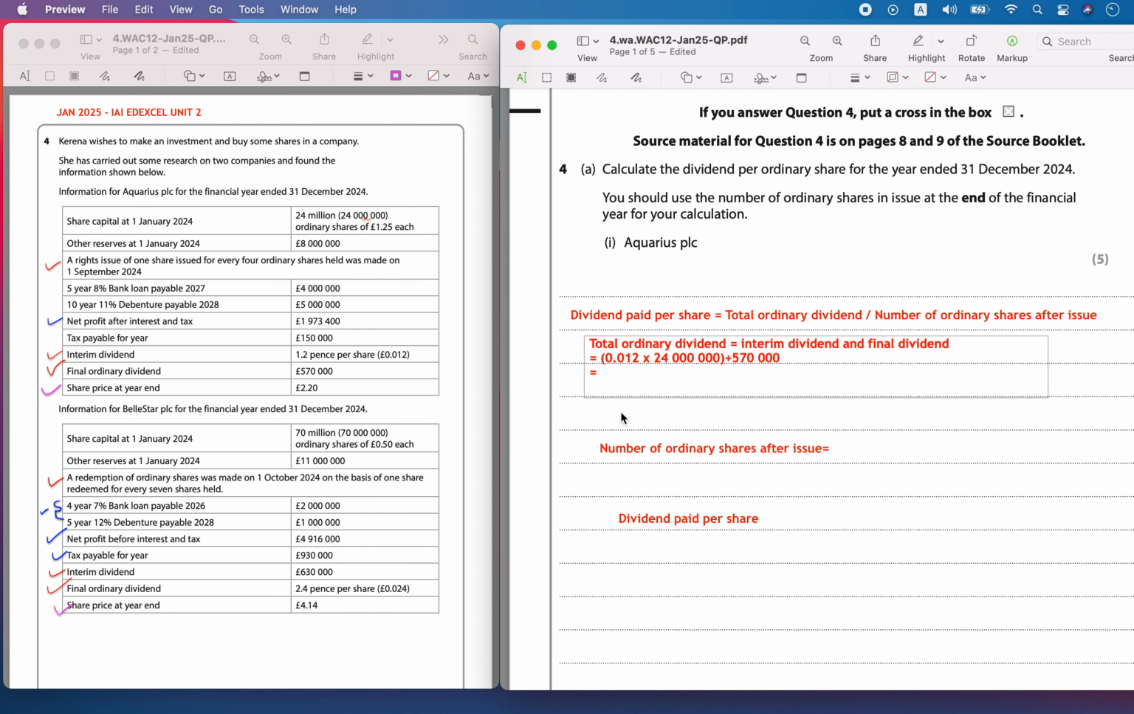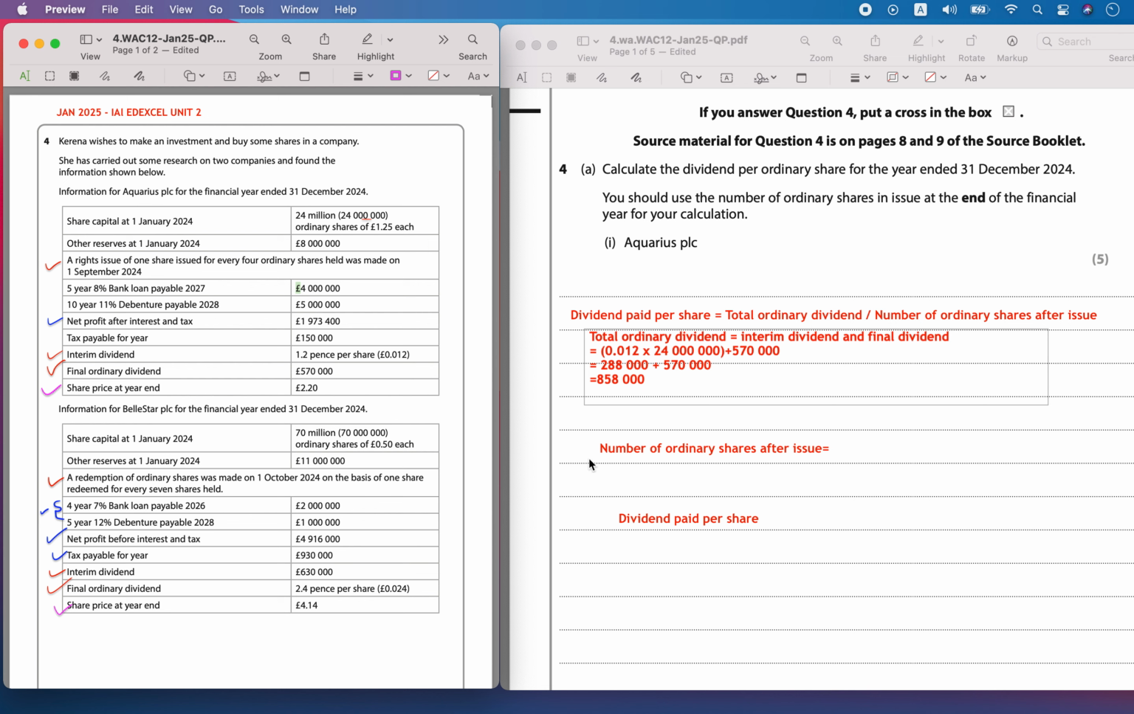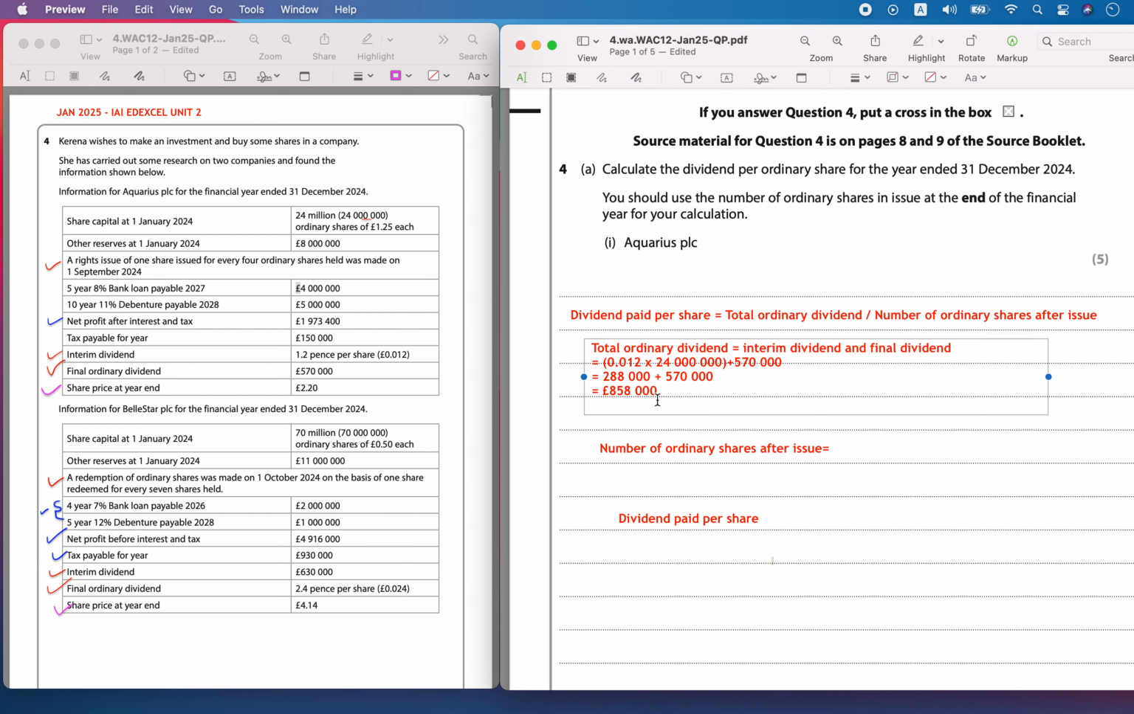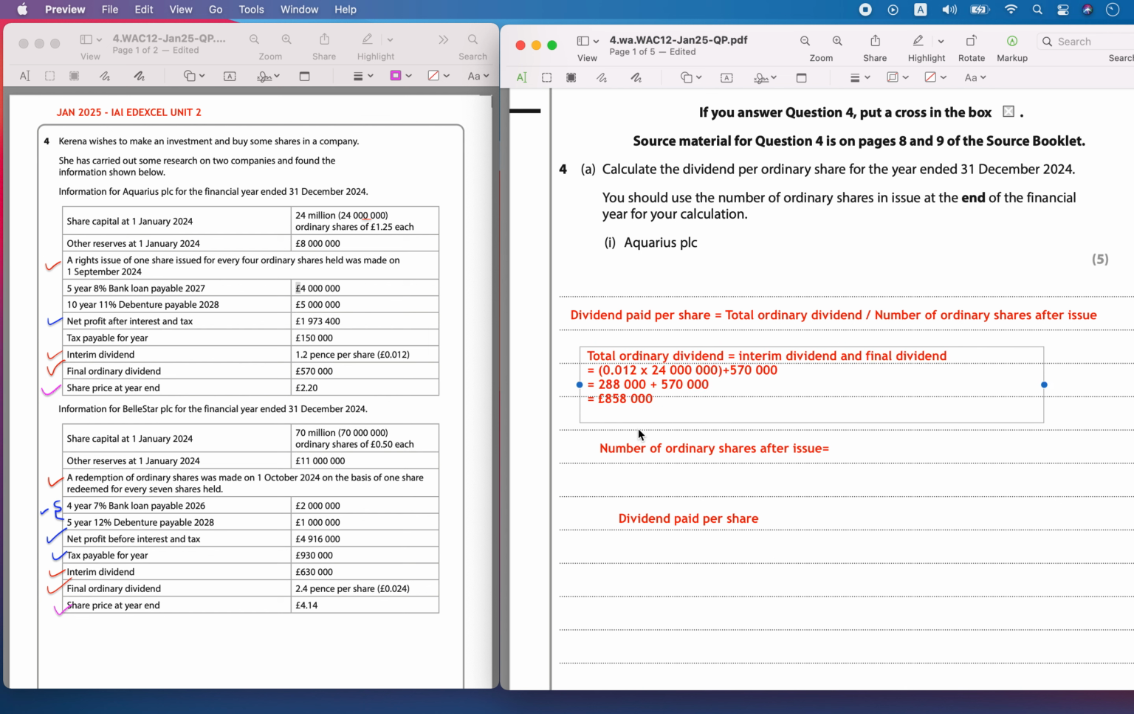570,000. So let's calculate. The first one, 0.012 into 24 million, is equal to 288,000. Okay, 288,000 plus 570,000 is equal to 858,000 pounds. So this was the total dividend that was given to the shareholders. The final ordinary dividend is already given, so we don't have to calculate it.